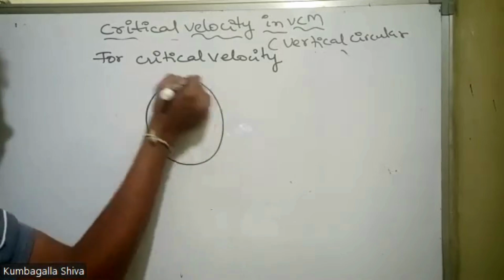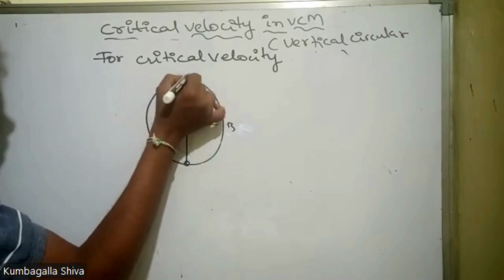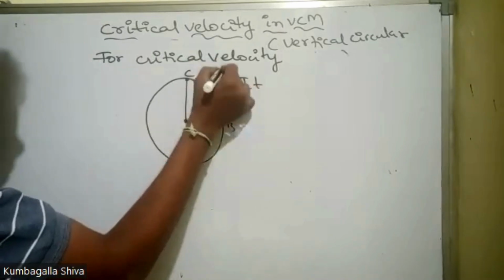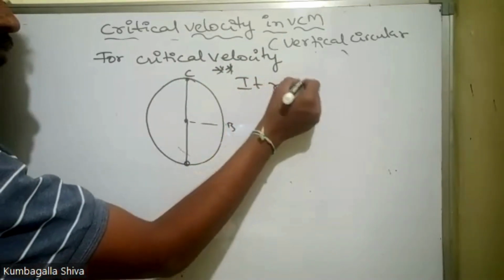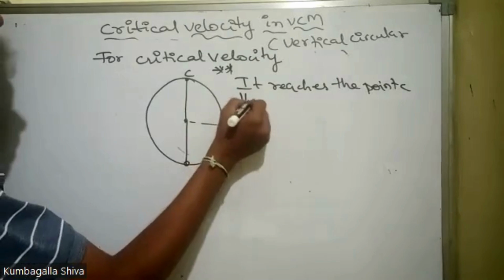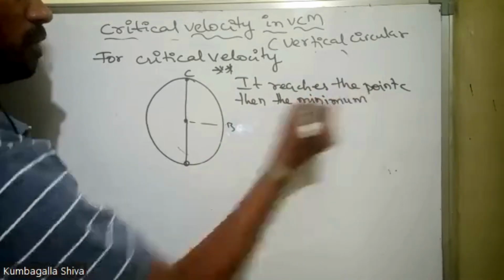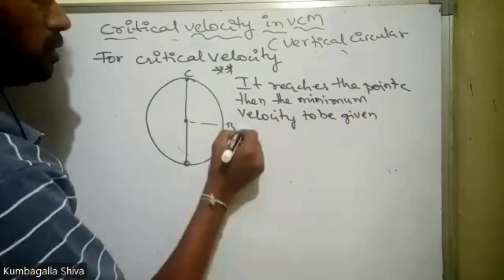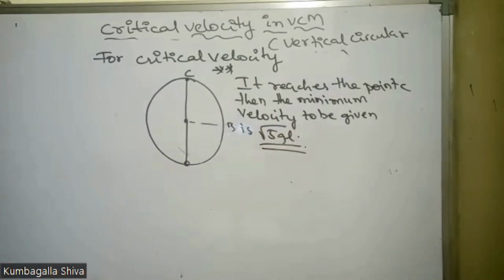This is a body, this is a bob, this is point B and this is point C. Here we are stating a compulsory condition: for it to reach point C, the minimum velocity to be given is root 5gL. How much? Root 5gL.